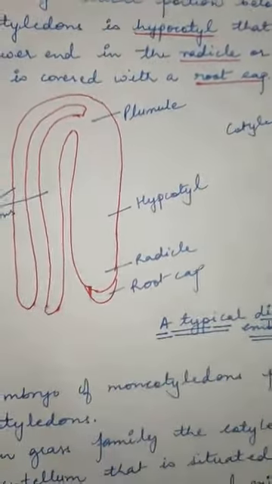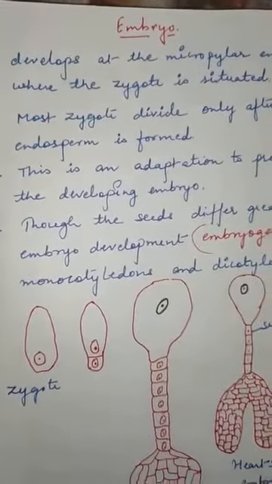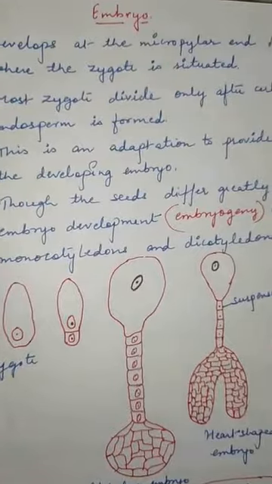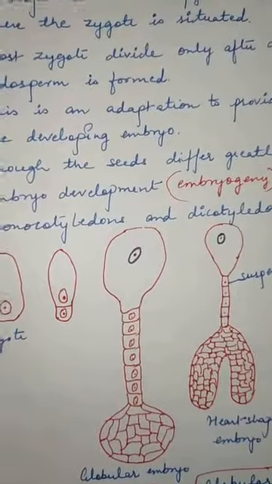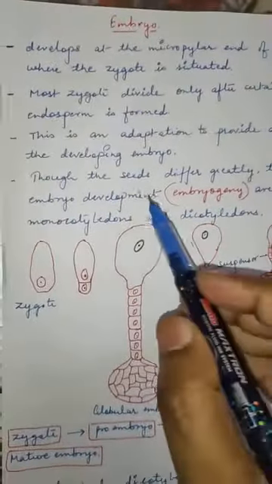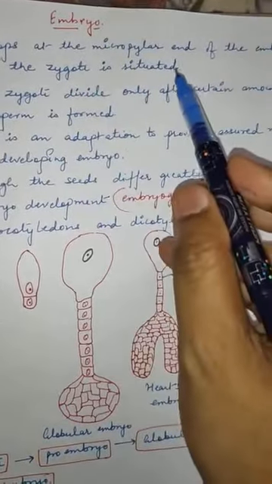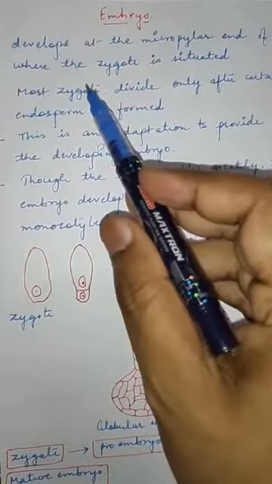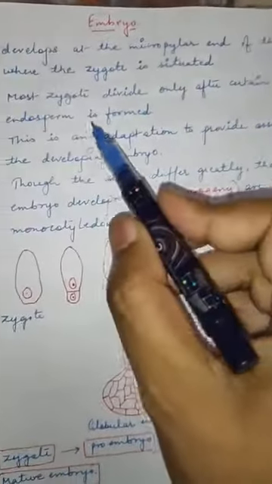So what we have discussed today, what you have learned today, we have discussed two things here: the monocotyledons and the dicotyledons. Monocot embryo and dicot embryo. In the initial stages, they look similar, but in the later stages, they look totally different from each other. They develop at the micropylar end of the embryo sac, where the zygote is situated. The zygote divides after a certain amount of endosperm is formed.